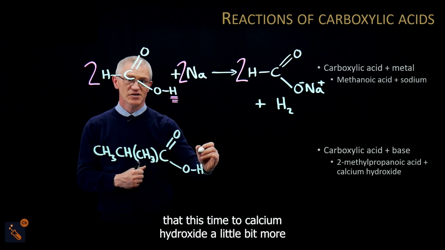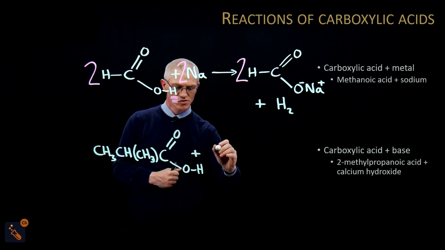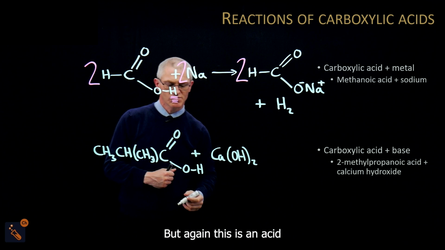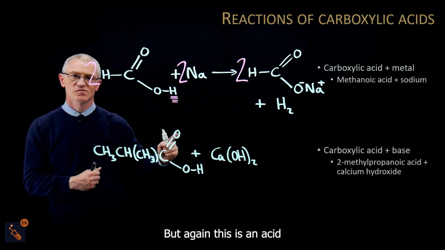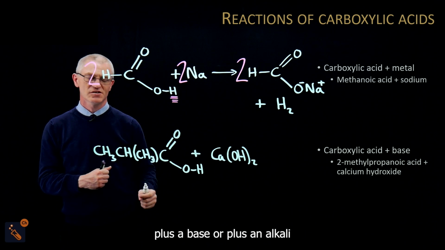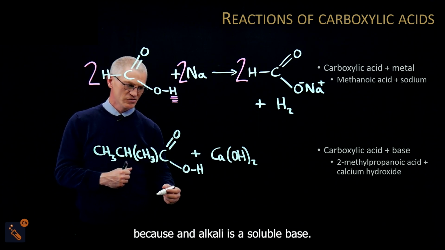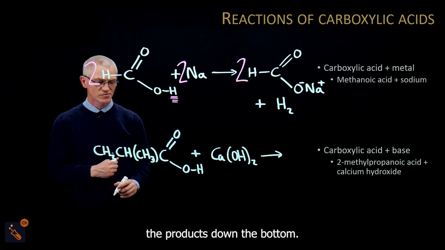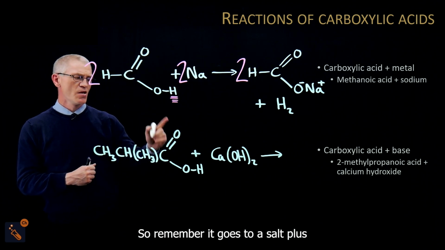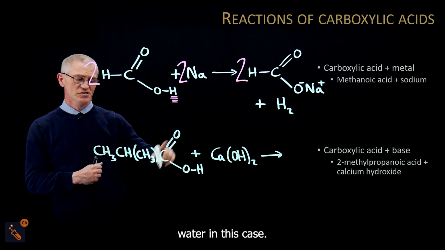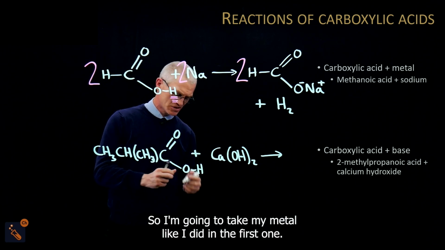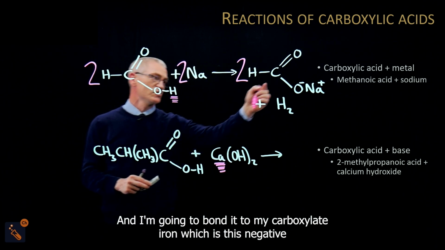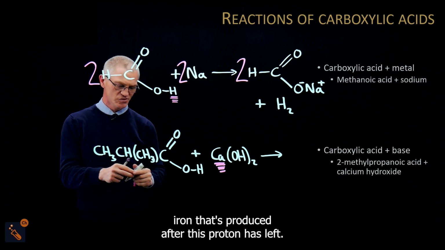And then we add that this time to calcium hydroxide, a little bit more complicated. But again, this is an acid plus a base, or plus an alkali, because an alkali is a soluble base. So we'll put the arrow here and then continue the products down the bottom. So remember, it goes to a salt plus water in this case. So the salt is going to do exactly the same thing. So I'm going to take my metal like I did in the first one, and I'm going to bond it to my carboxylate ion, which is this negative ion that's produced after this proton has left.